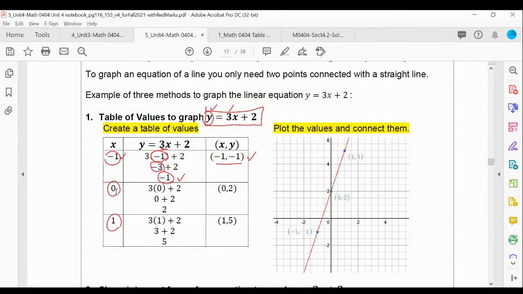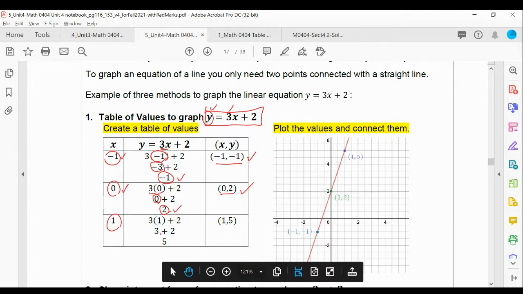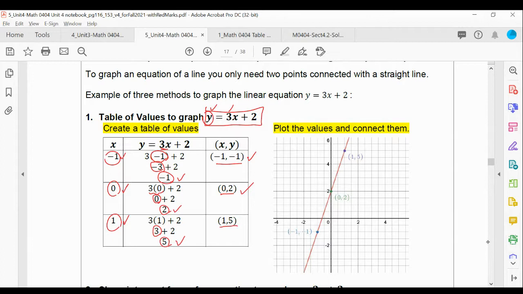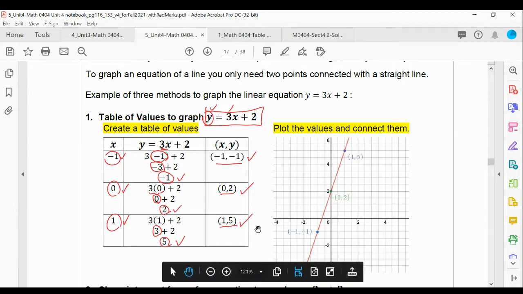Now let's do x equals 0. Substitute 0 where x is, and we find that 0 times 3 is 0, and then 0 plus 2 is 2. So the y coordinate is 2 when x is 0. Let's write that as an ordered pair, so that's 0, 2. Last example, when we substitute x equals 1, we have 1 times 3 is 3, and 3 plus 2 is 5. So the y value is 5, the x value is 1. So this is the ordered pair 1, 5.